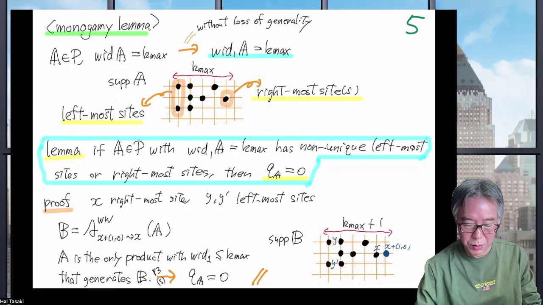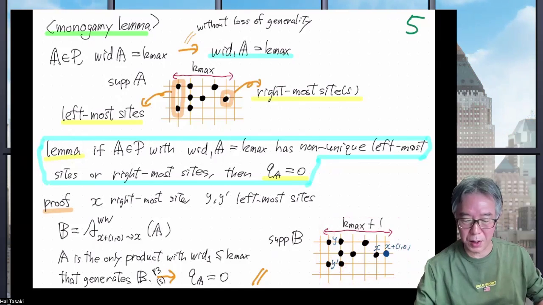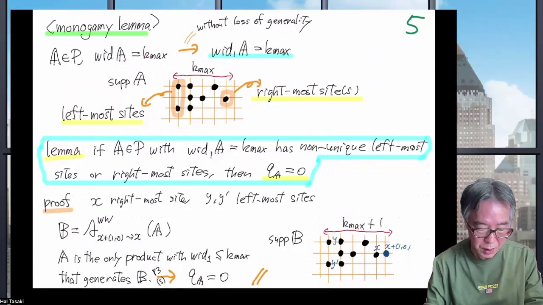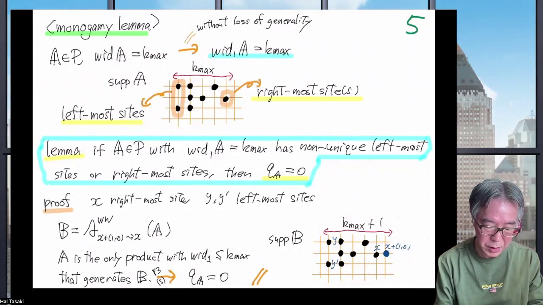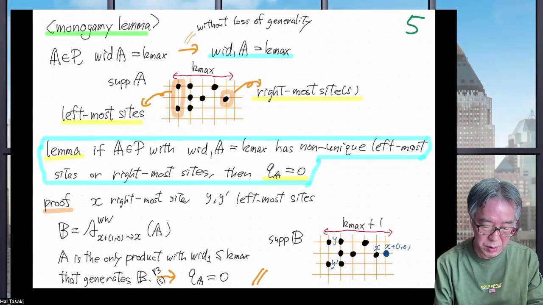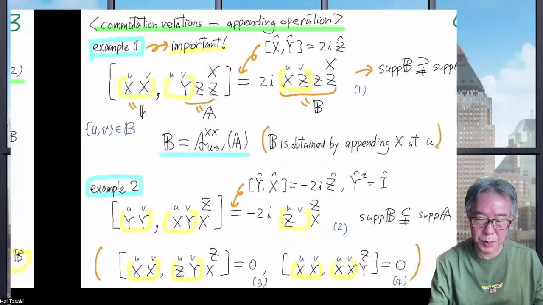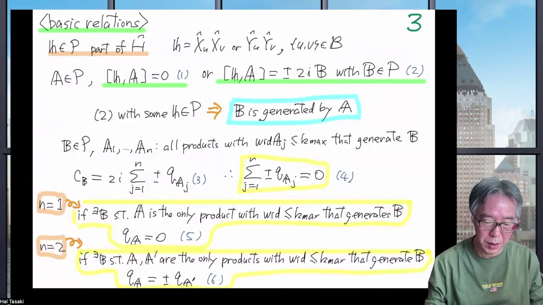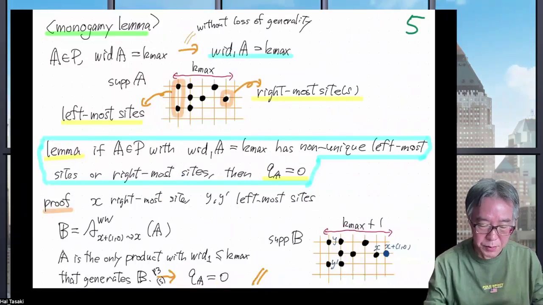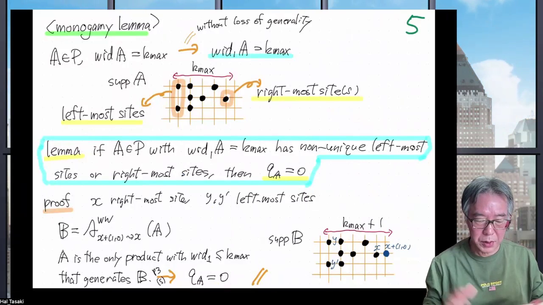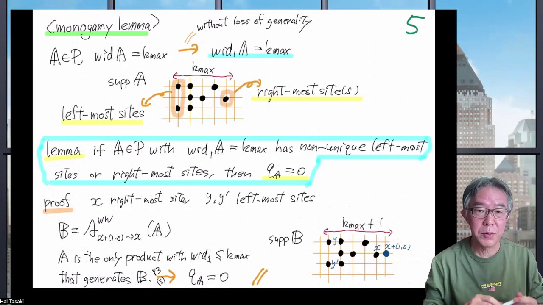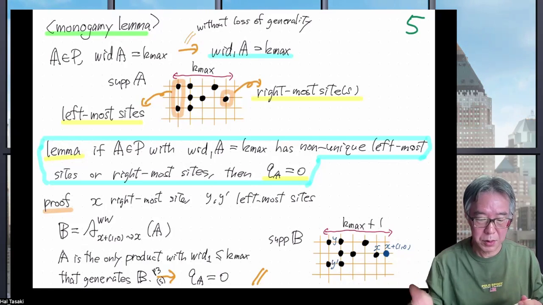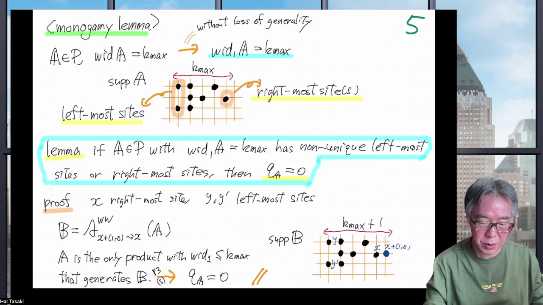Okay, so the only way to reduce the width of this thing is to eliminate this, which gives you just back to A. So this says that A is the only product with this condition that generates B. Then if you go back to page 3, and if you look at this, then you find that this coefficient must be 0. Okay. So this lemma, of course, we never encountered this kind of thing in the one-dimensional case. This is characteristic for 2 or higher dimensional systems.